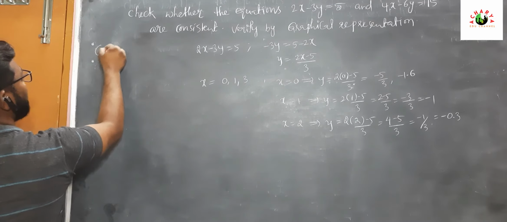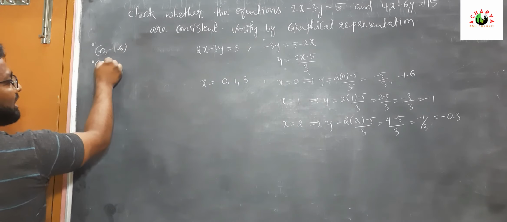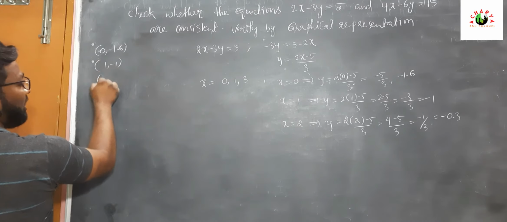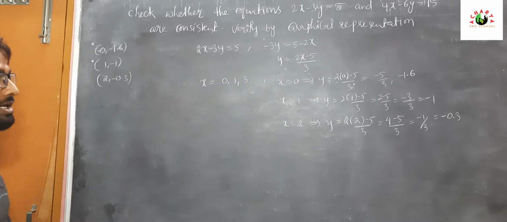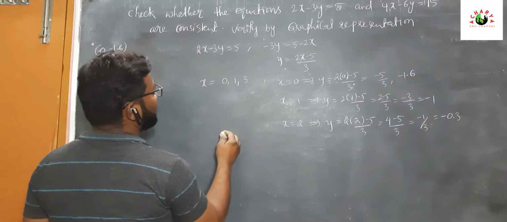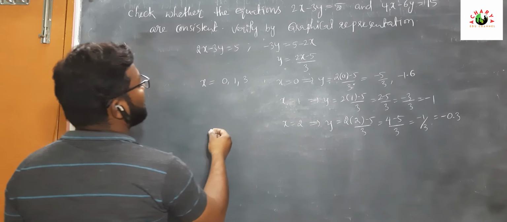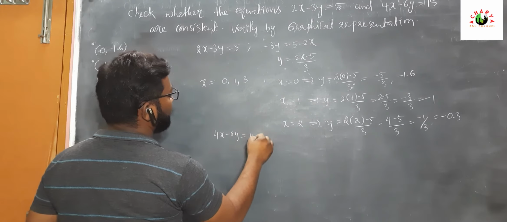So the first equation values are: for x value 0, the y value is minus 1.6. The next points are 1 comma minus 1, and 2 comma minus 0.3. Next, for the second equation, 4x minus 6y equal to 15.